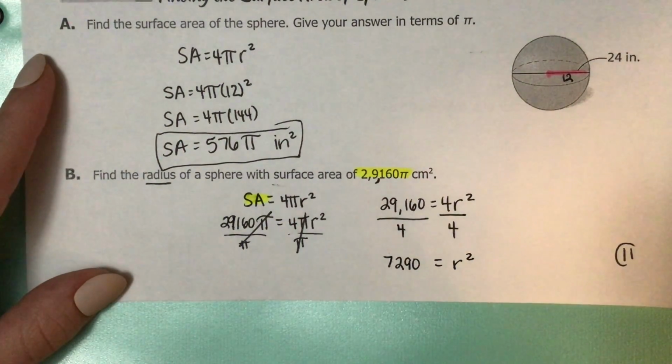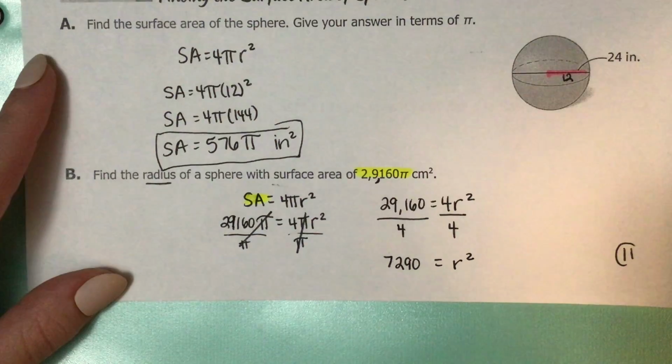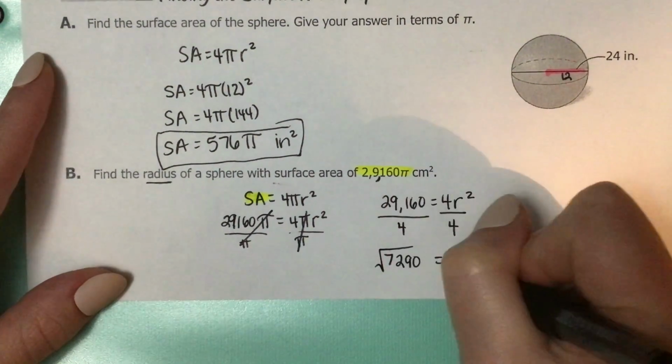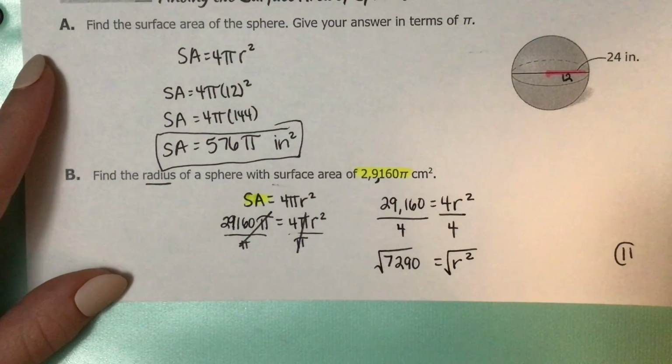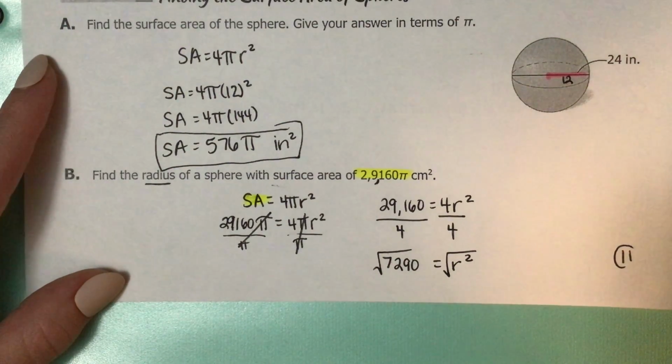Okay. That's equal to r squared. Now we need to get r the rest of the way isolated. We do not divide by 2. This is r times r. The opposite of squaring r is square rooting r. So we're going to take the square root of 7,290, and that is going to get us a bit of a messy number, but when I put it in my calculator, I'm getting about 85.34.